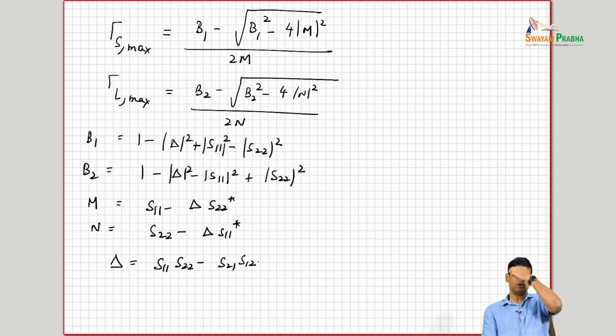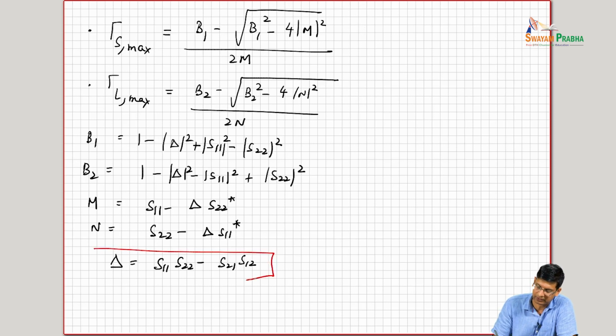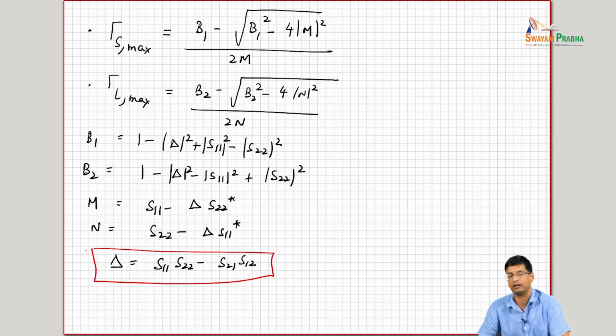Okay. So if you solve those two equations to find out what are the best source and load impedances, you end up with these equations to find out what they are. And I just want to highlight this particular term because we will use it later as well. This S11, S22 minus S21, S12, this is like the determinant of the S parameter matrix.